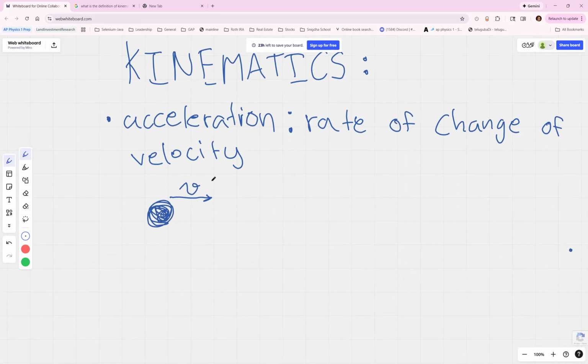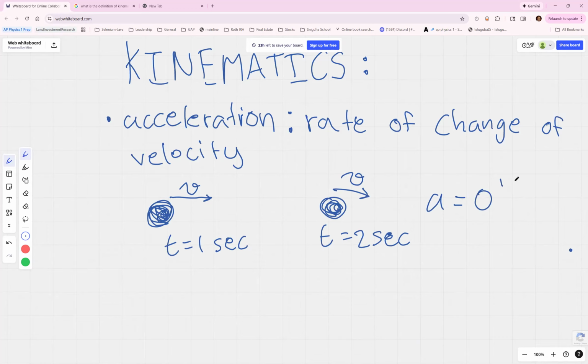So it's just staying the same. In this situation, at t equal to 1 second, v is the same value, and then at t equal to 2 seconds, because the velocity is constant, it didn't really change. So the object still has a velocity of v. Now the rate of change in the velocity in this situation was 0 because it didn't change at all. So you say, okay, acceleration is equal to 0 meters per second squared. That is the SI unit for acceleration, meters per second squared.